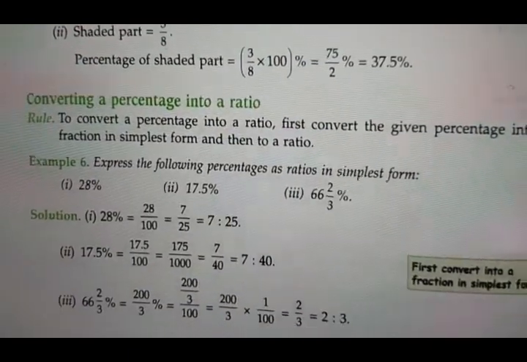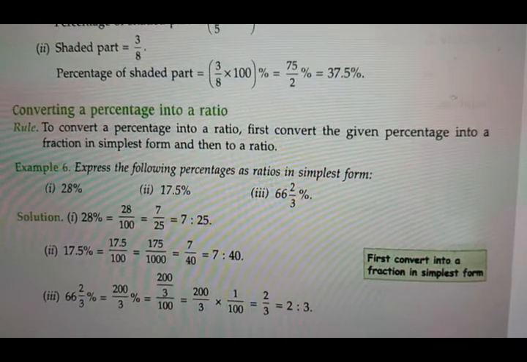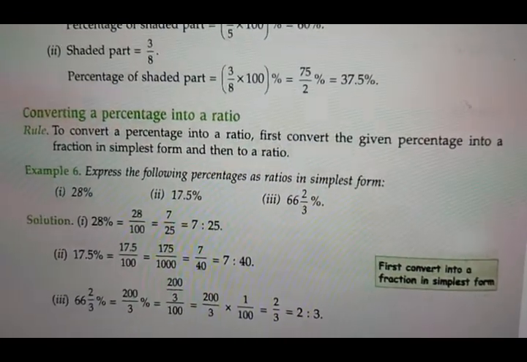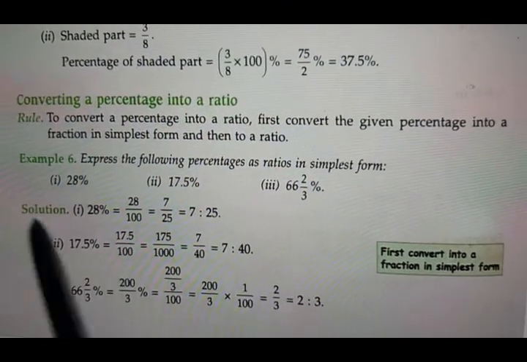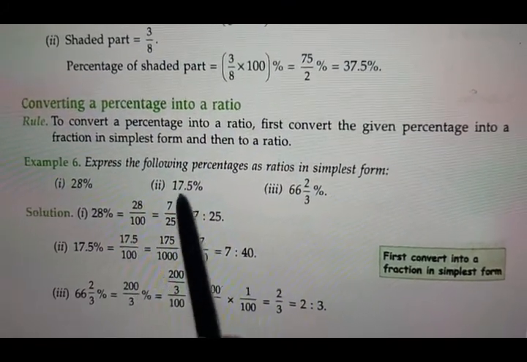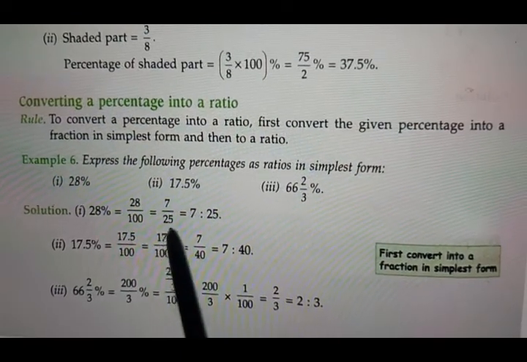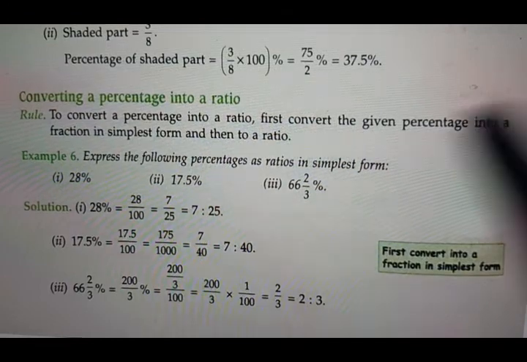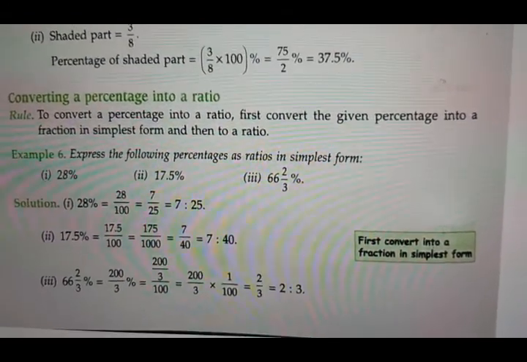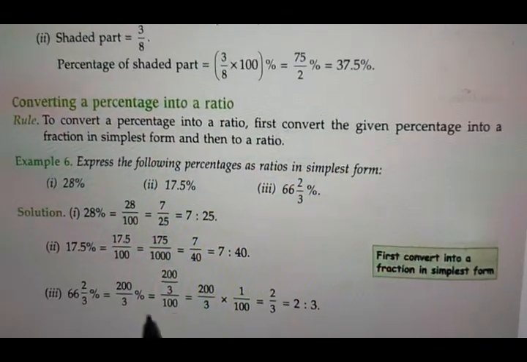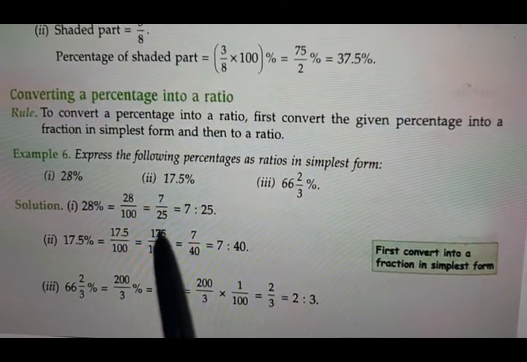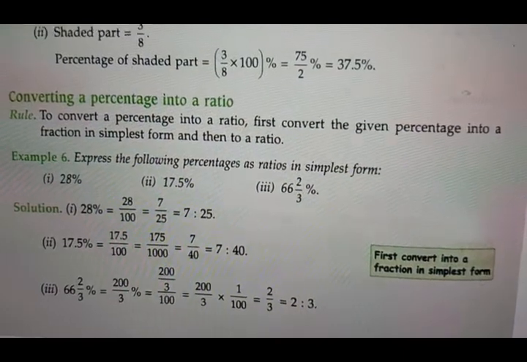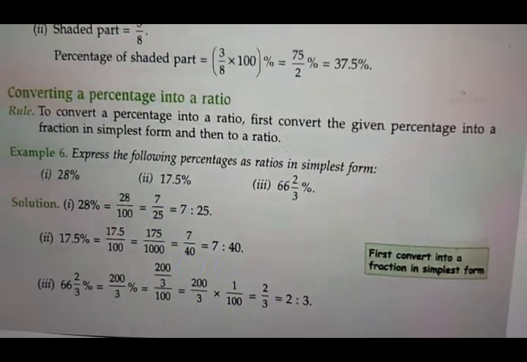Converting a percentage into ratio. 28% into ratio means 28 upon 100. Simply you bring it to the lowest term, that is 7 upon 25, 7 is to 25. Now 8.75%: remove the decimal and it becomes 875 upon 10000. Divide by 5, then again by 5, and so 7 is to 80 will be your answer.